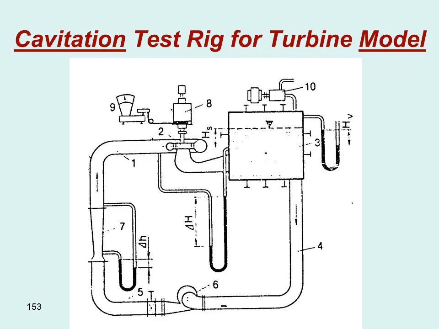Under the test, we can see that a Venturi meter can be used to find the discharge, and also we can see here number 10 represents the vacuum pump. The vacuum pump can affect the vacuum, or the ambient pressure, inside tank 3 above the water surface. This means we can vary the pressure outside the turbine in order to subject it to cavitation.